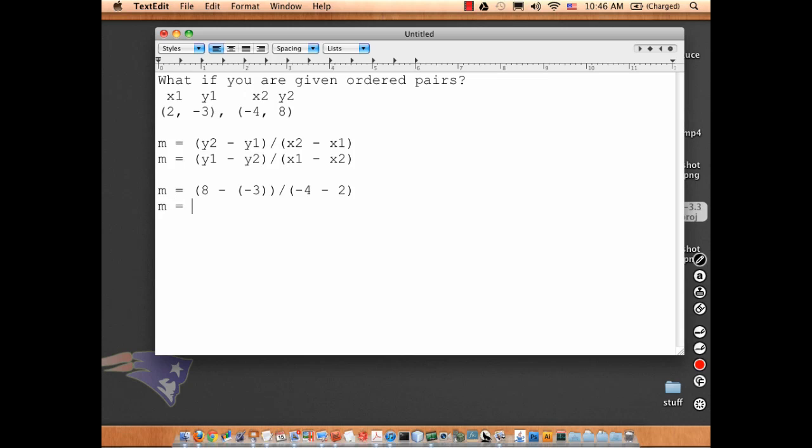And now all you have to do is that calculation. What's 8 minus -3? 11. Divided by -4 minus 2 is -6. And so there's the slope. We would say that the slope m is -11 sixths. Just like that. Okay? Let's do it the other way real quick. M equals, he chose 8, so now I'm going to choose -3 minus 8 divided by, what x value do I have to choose now to make this work?